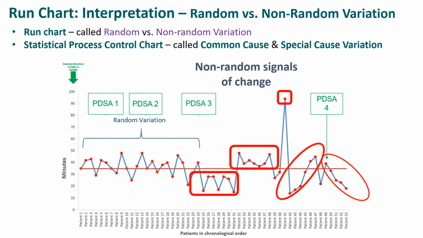Just a point that different charts use different terminology when they're describing random or non-random variation. In a run chart, we call it random or non-random variation. In a statistical process control chart, technically, that's when you use the terms common cause and special cause. So common cause is your random variation and special cause is your non-random variation in the statistical process control chart.